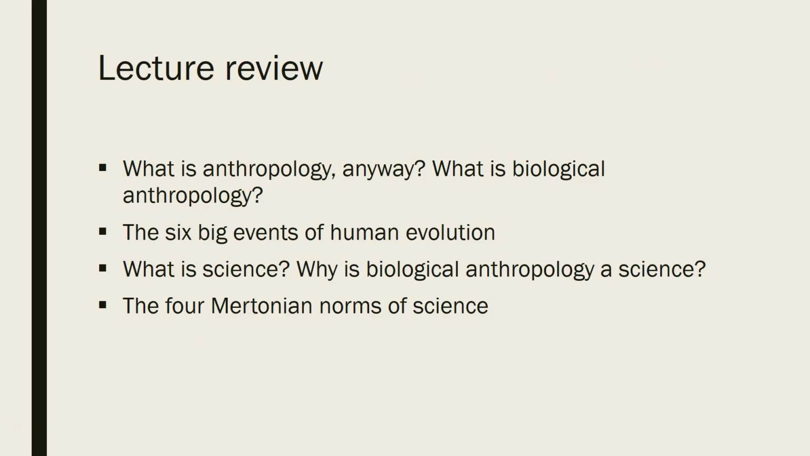And that's the end of the lecture for week 1, everyone. In this lecture, you learned about what anthropology is, what biological anthropology is, the study of human evolution and variation. You learned about the 6 big events of human evolution: bipedalism, the non-honing canine, material culture and tool use, speech, hunting, and domesticated foods. You learned about what science is, a question-driven, evidence-based understanding of the natural world. You learned about why biological anthropology is a science, and you learned about the 4 Mertonian norms of science: universalism, communalism, disinterestedness, and organized skepticism.